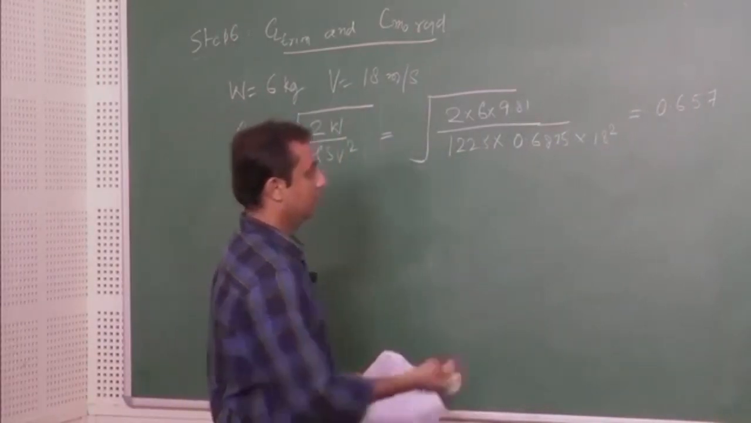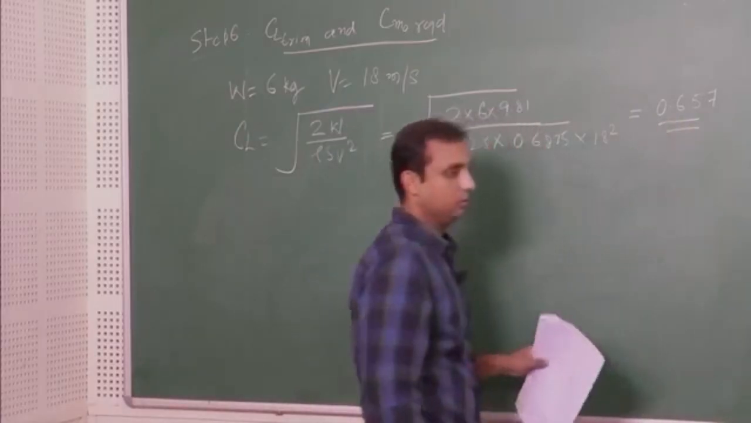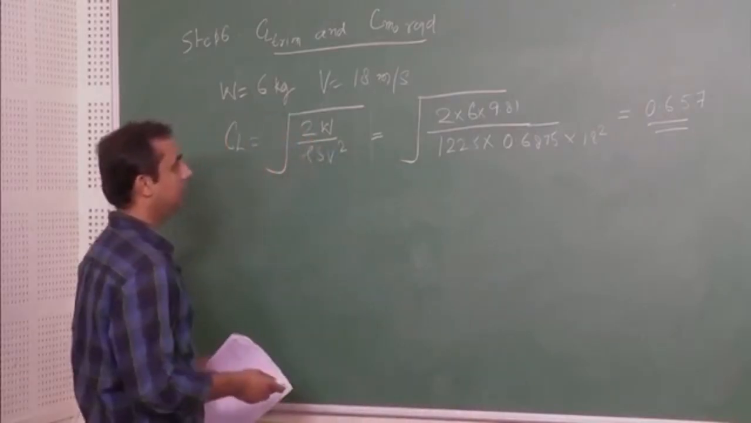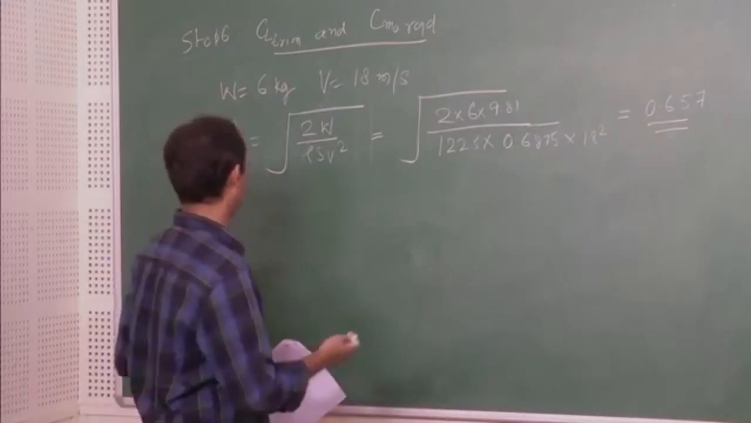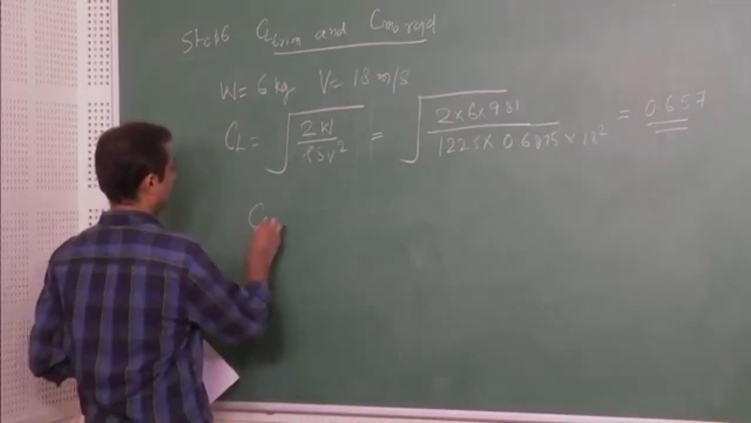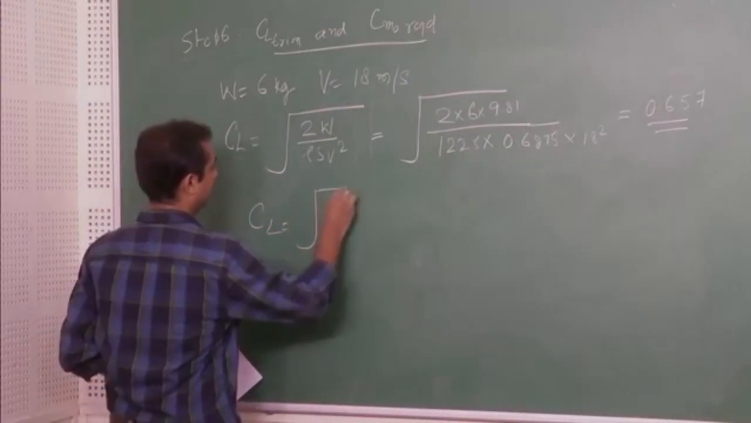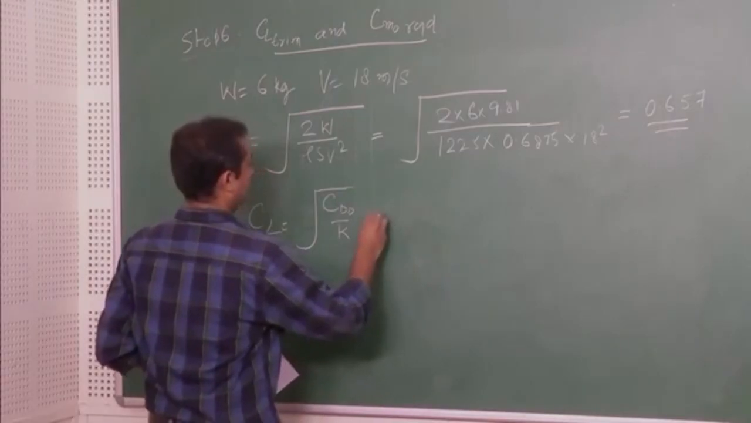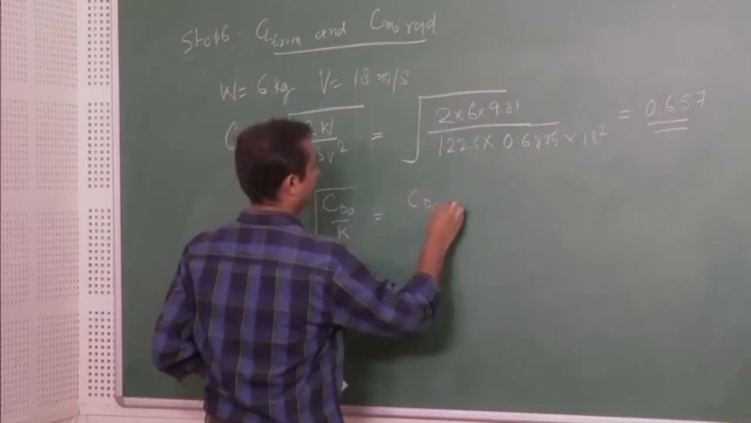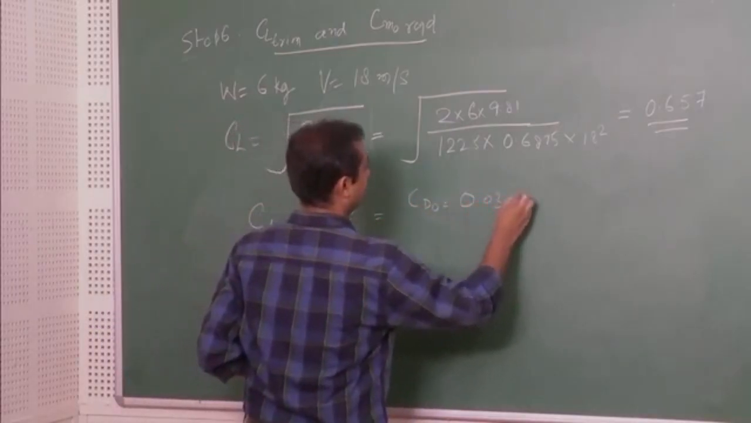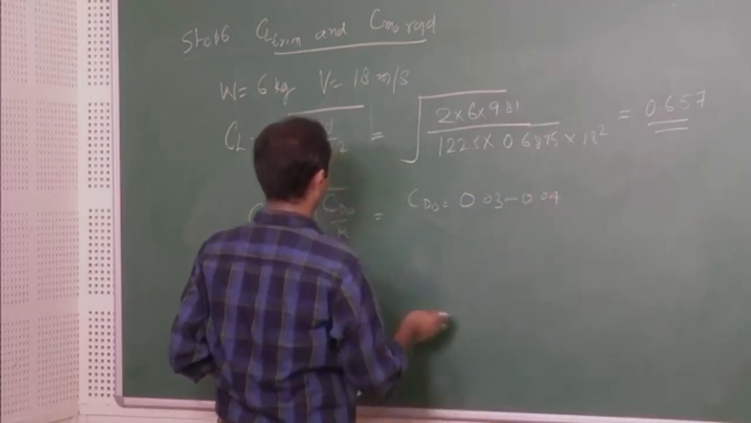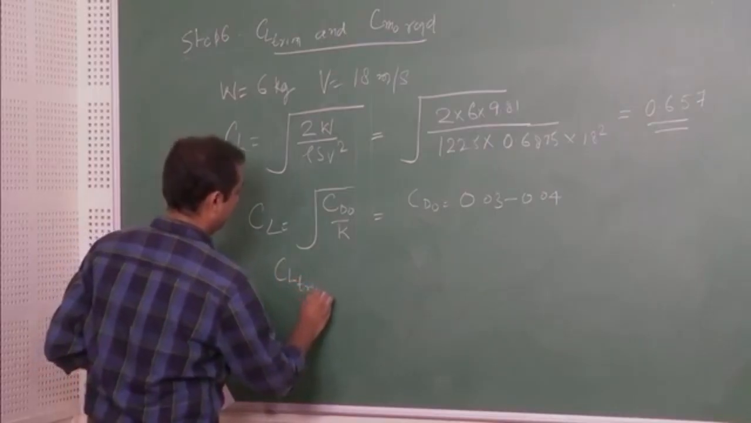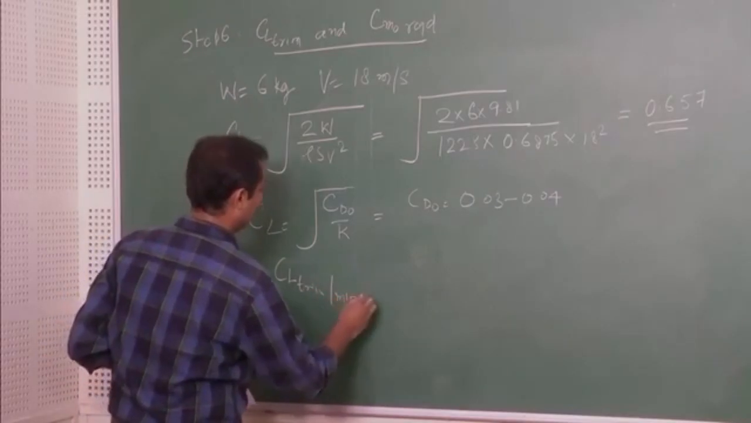Now, if you want to change this value, you have to go for another set. This is the value I got for CL trim. There can be different cases for which the CL trim can be different. For instance, you can operate at CL for minimum drag, that is CL equals square root of CD naught upon K, where you can assume CD naught as something like 0.03 to 0.04, and K you can calculate, and you will get some CL trim at minimum drag.